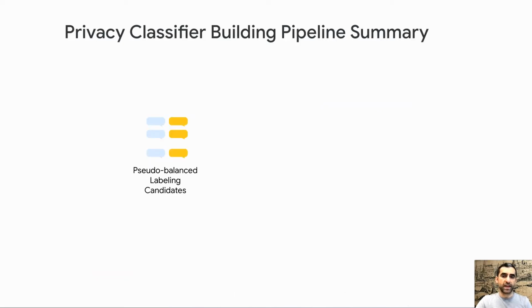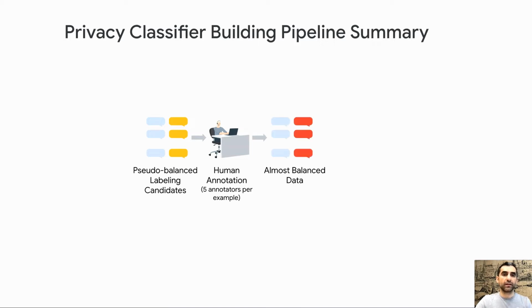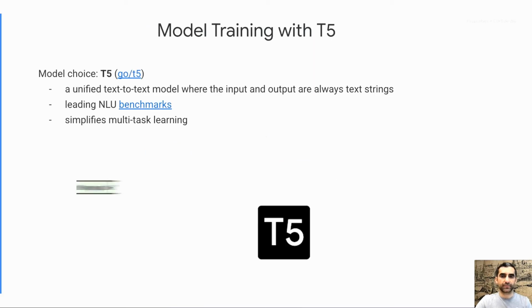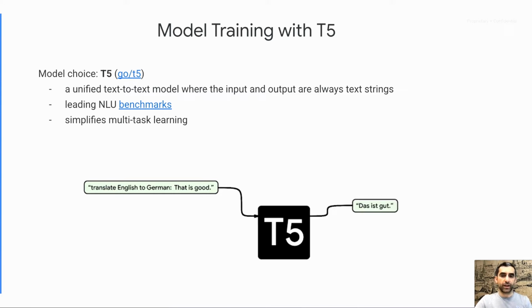We set up the task for manually annotating this data. Each data item was labeled by 5 crowdsourcing annotators who were provided with clear guidance on what to consider as privacy-related. Finally, this almost balanced data set is split into training and testing data for our privacy classifier training. We now move to the training part.